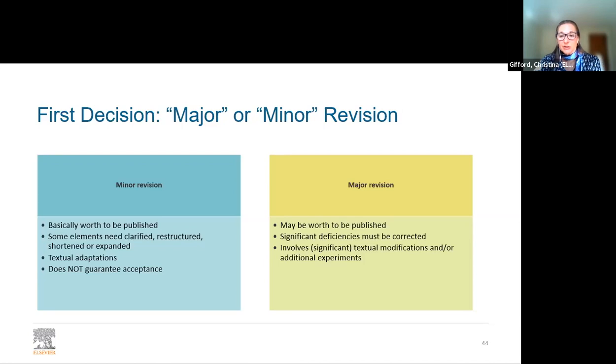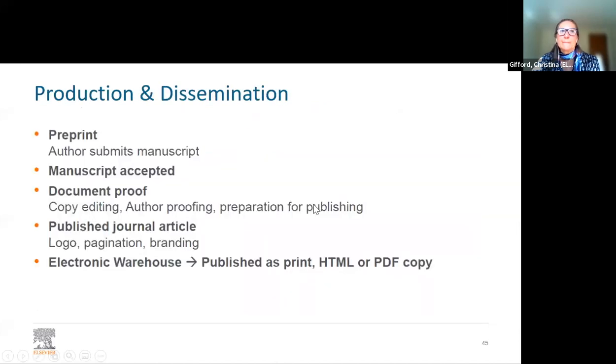Now, for a major revision, your paper may be worth being published, but there are significant deficiencies that have to be addressed before acceptance. And for those, it could involve significant textual modifications, sometimes even additional experiments to further vet your findings. So again, when getting these comments and reviews back and the requests for major, minor, or sometimes moderate revisions, make sure that you address every single comment made.